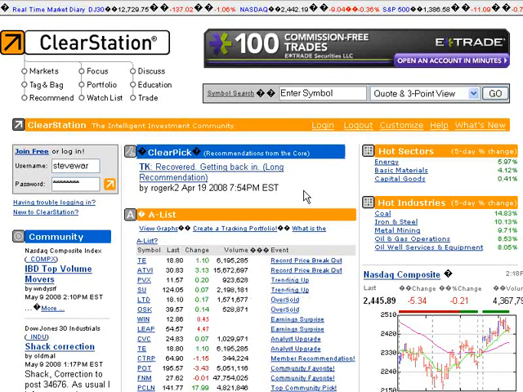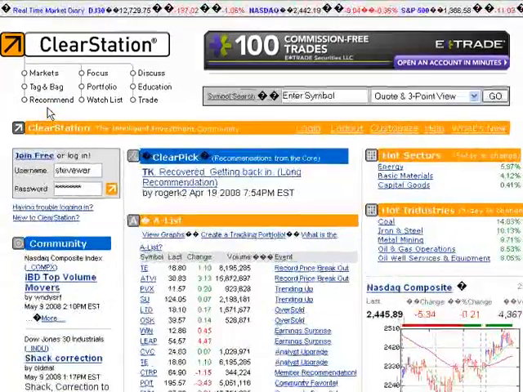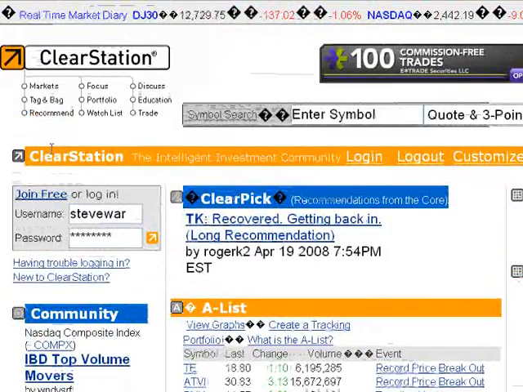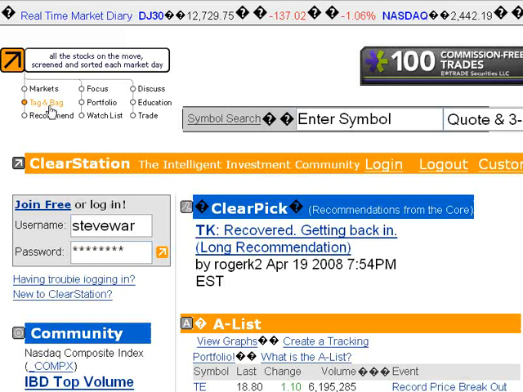And the great thing about ClearStation is it gives you the ability to track all three of those points very quickly. So let's go ahead and get started. The first thing you need to do is up here in the upper left-hand corner, you should see this button called Tag and Bag. So I'm going to go ahead and click on that.